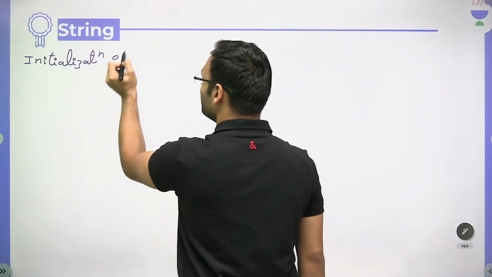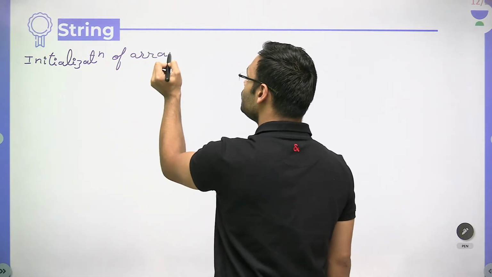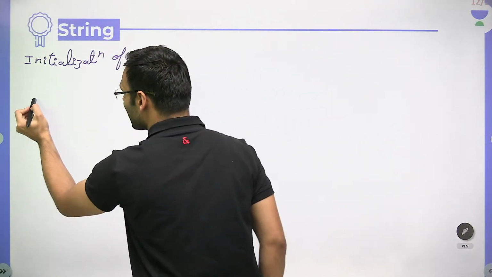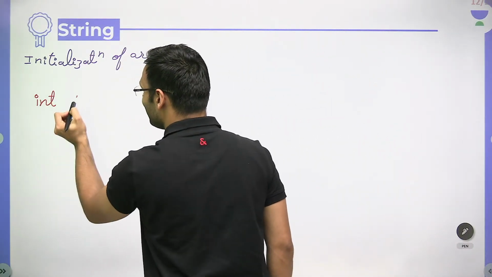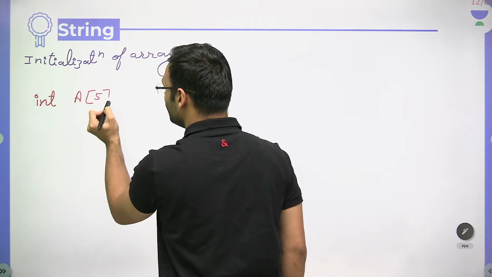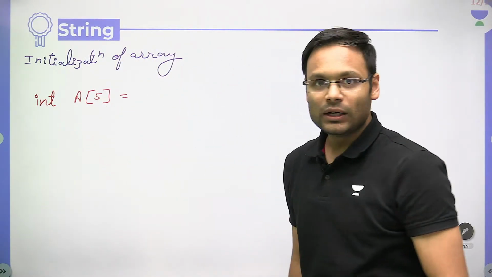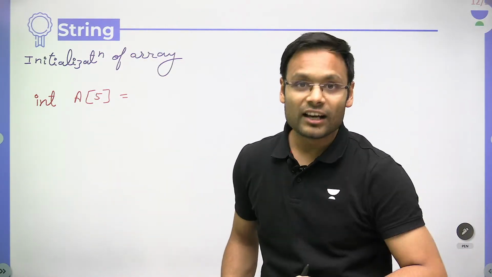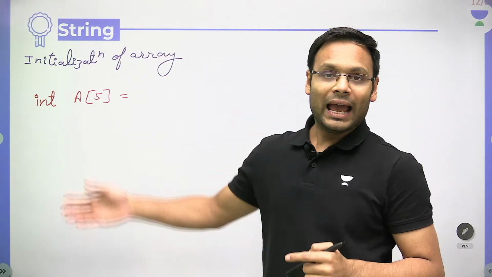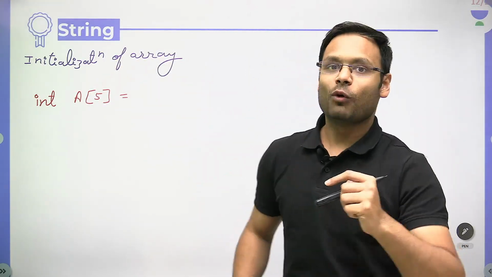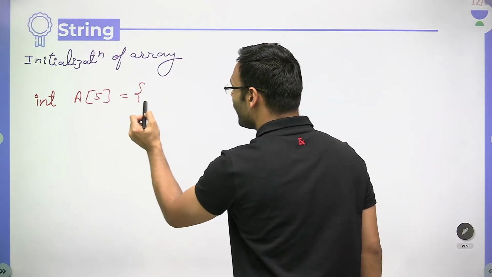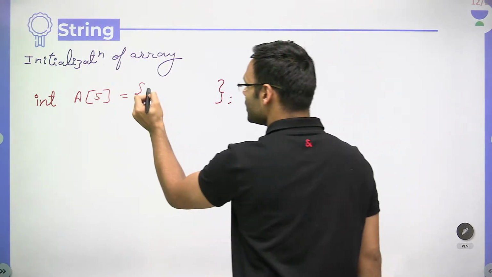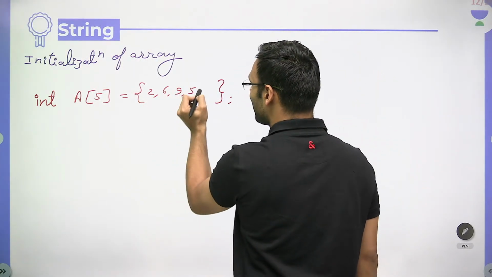Initialization of an array means in an array you want to give some initial values. So to initialize an array, what you'll have to write is like this. Let's say you have an integer array of size 5. You want to initialize it, then equal to, now multiple values are there in the array. You cannot write a single value. You'll have to write multiple values, because the array has multiple values. So you'll have to write those 5 values in curly braces and a semicolon. So let's say you are writing 2, 6, 9, 5 and 4.